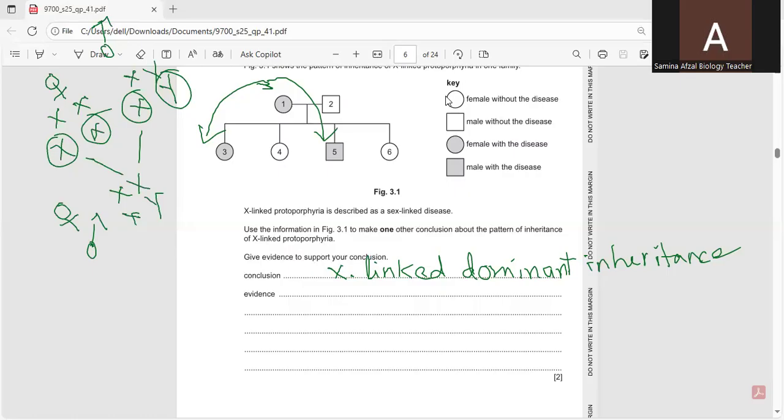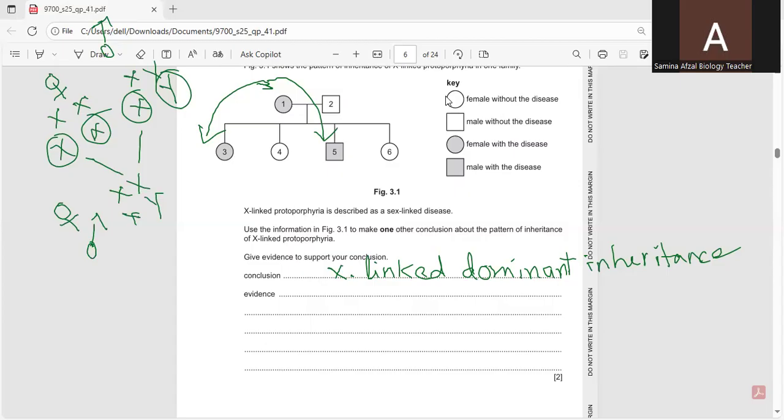Because fathers only transfer the Y chromosome to the son, the X chromosome has been transferred from the mother's side. So it is X-linked dominant inheritance. If it were an X-linked recessive disease, an affected female would normally require 2 mutant X chromosomes, 1 from each parent. So in this way, I would like to say this is X-linked dominant inheritance.